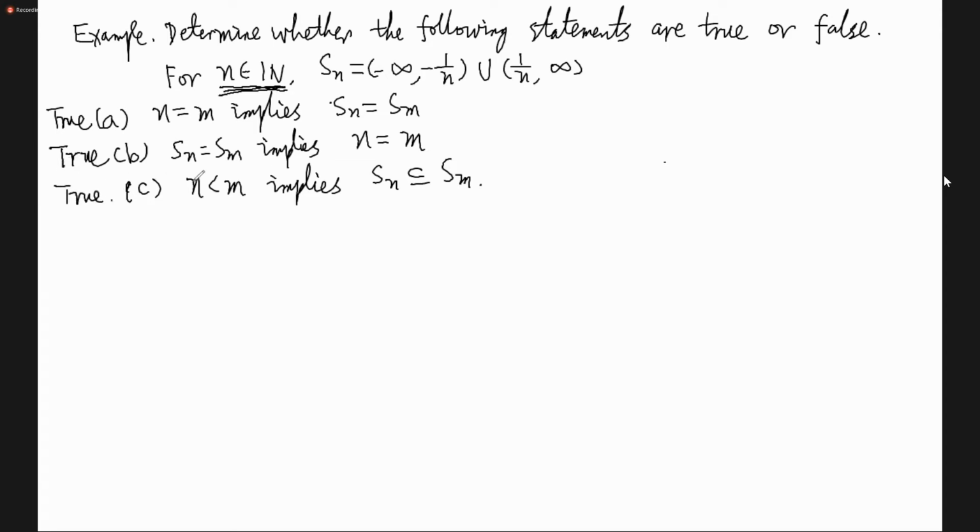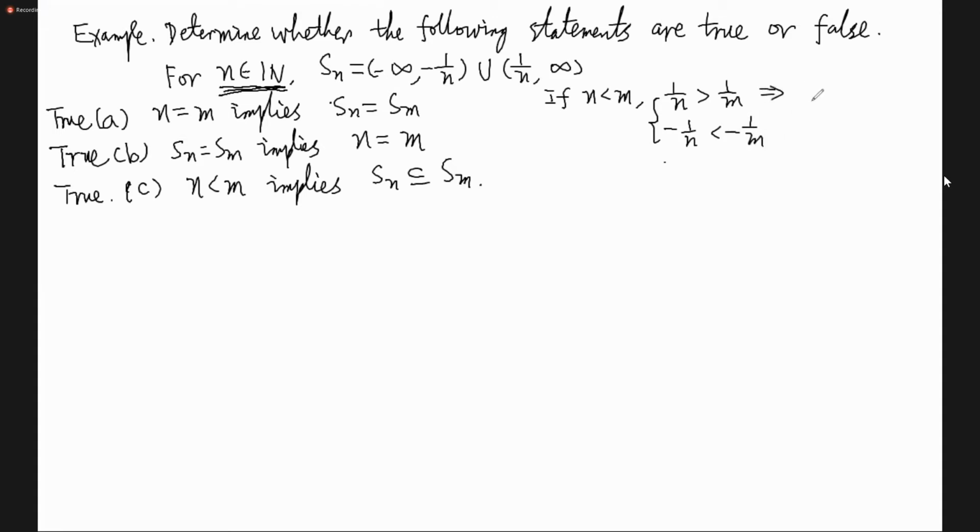So we do have to prove it. So let me write a proof here. So always remember this n and m are natural numbers. So if n is less than m, then you can see 1 over n would be greater than 1 over m, right? And also you have another thing, which is negative 1 over n is less than negative 1 over m.